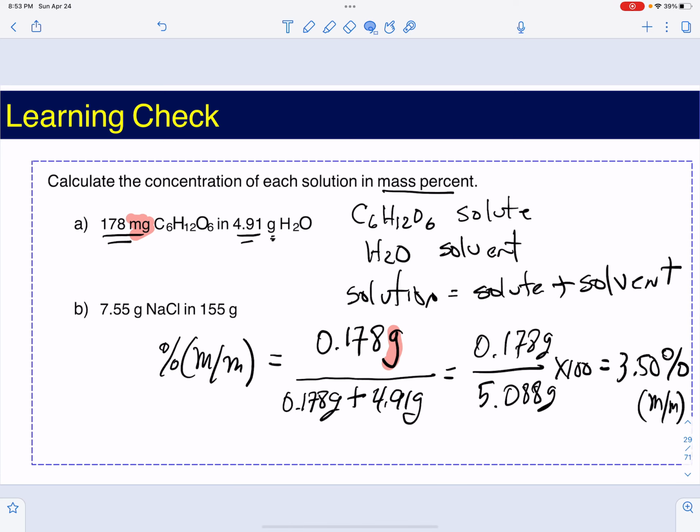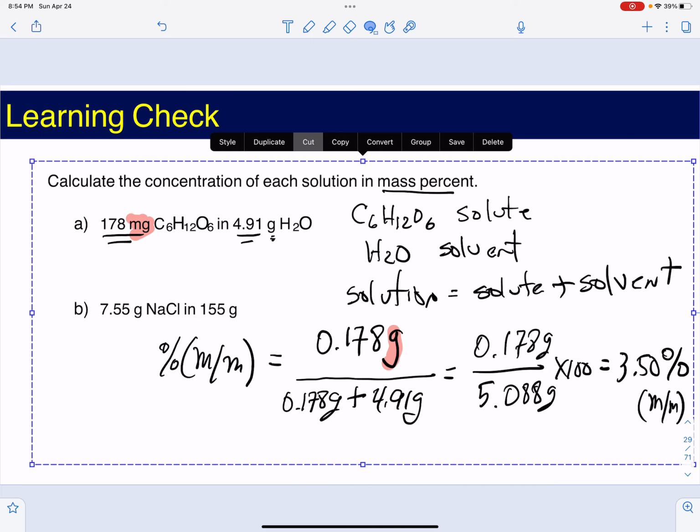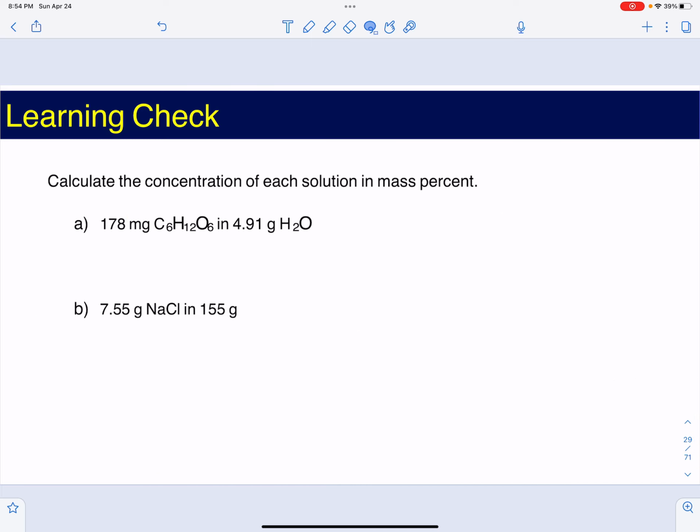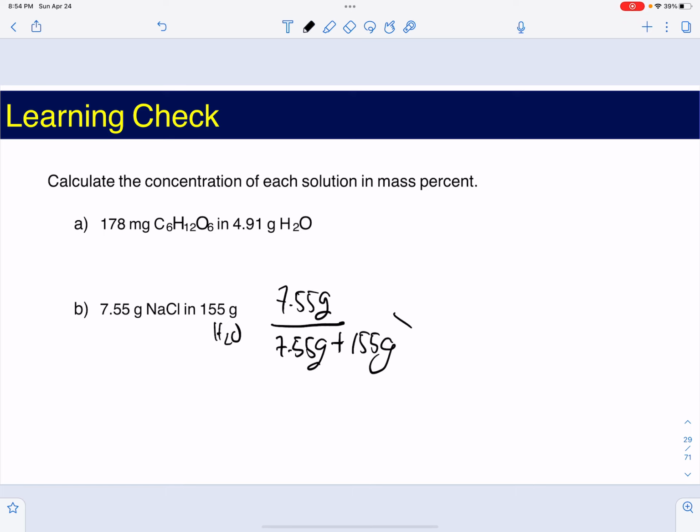So once more, the majority of the concentrations are going to be solute over solution, not over solvent. And the mass percentage is nothing more than the mass of the solute over the mass of the solution, which is the solute plus the solvent. So on the next one, we're going to have 7.55 grams of NaCl, and this should have been water, over the solute, which is what we have on top, plus the water, which is 155 grams. And we're going to multiply that by 100.